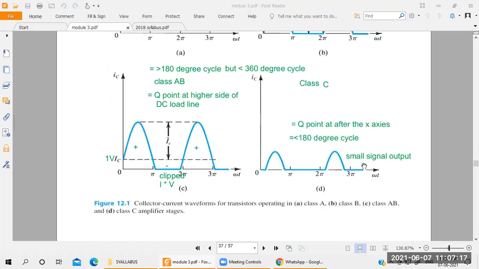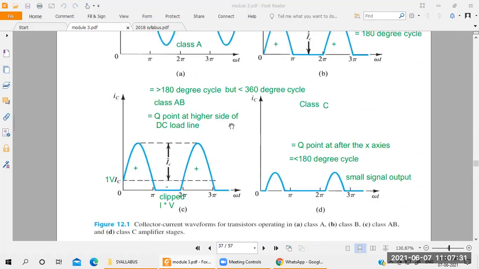Next, the third one is what here? Class AB. In class AB, what happens here? We get an output signal, that is, the collector current, which is greater than the 180-degree and less than the 360-degree cycle. See this one here. This is the DC current, meaning the DC load line. On the DC load line, there is a positive cycle here, which means we are getting a cycle above the 180-degree cycle.